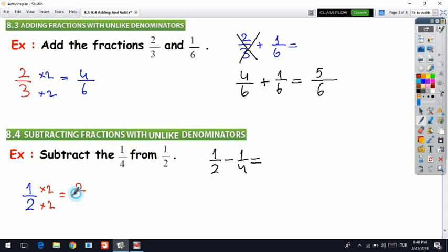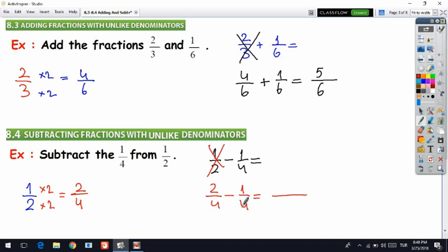1 times 2 is equal to 2. 2 times 2 is equal to 4. That's enough. So we cancel this one. We write 2 over 4 minus 1 over 4, as you can see. So I didn't change the second fraction. Okay, now the denominators are the same. Denominators are equal and like.